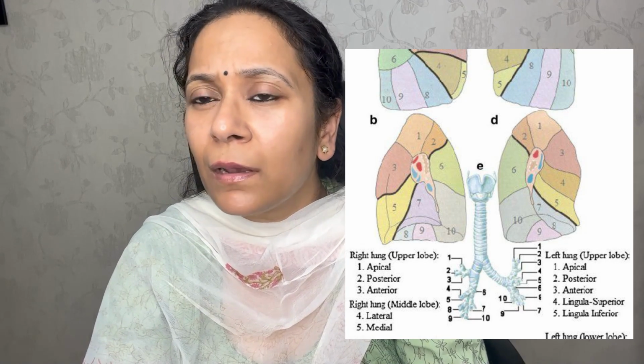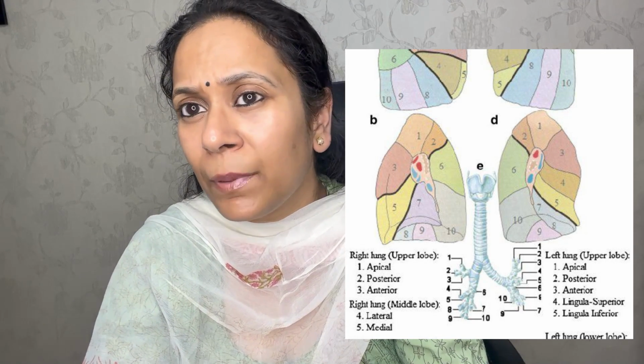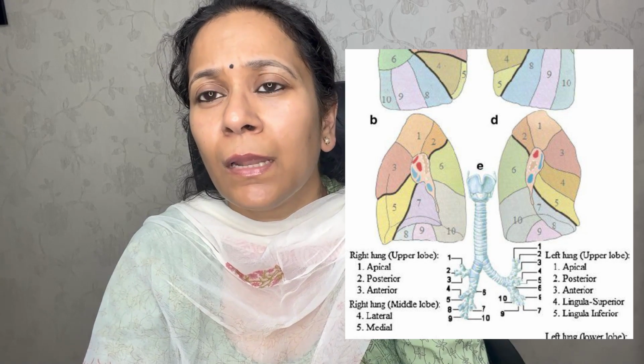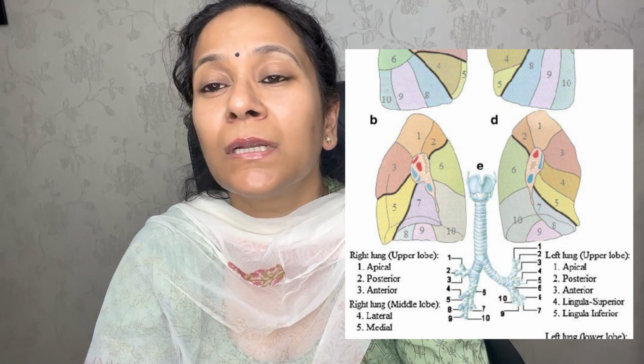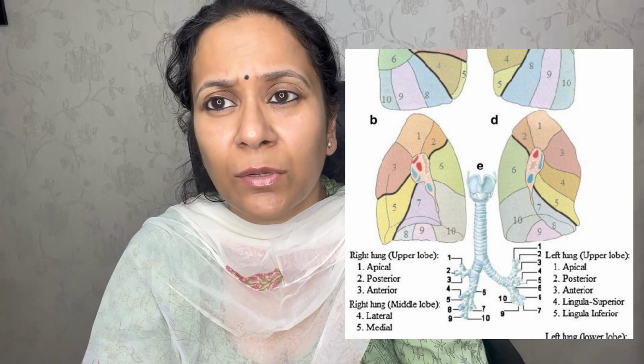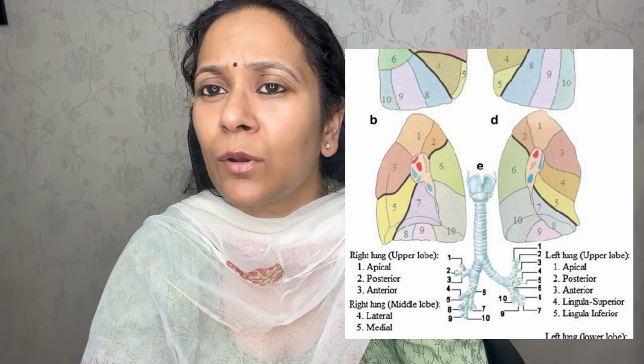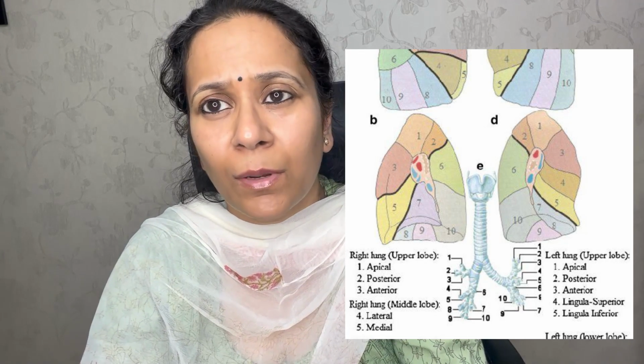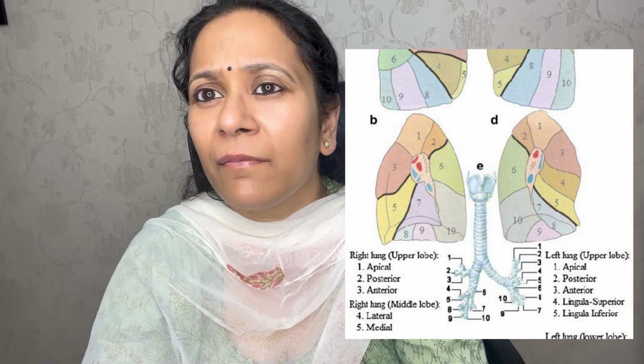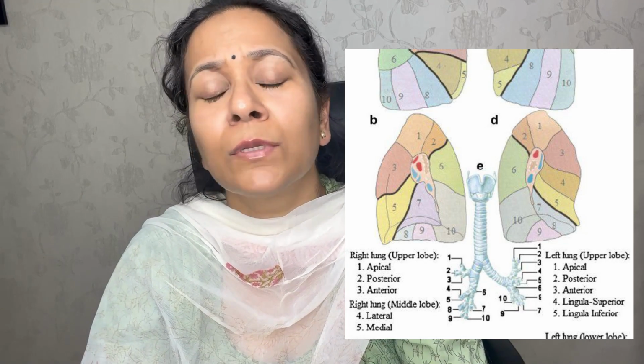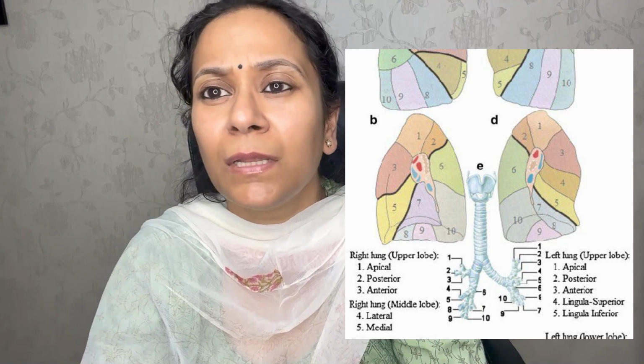Similarly, on the left lung, we have the apical, anterior, posterior. Then there is the lingula, a tongue-shaped protrusion which is present on the anterior border. So we name it accordingly: superior lingular and inferior lingular. And the basal are all the same. You have anterior, lateral, posterior, and medial basal. So these are the bronchopulmonary segments.